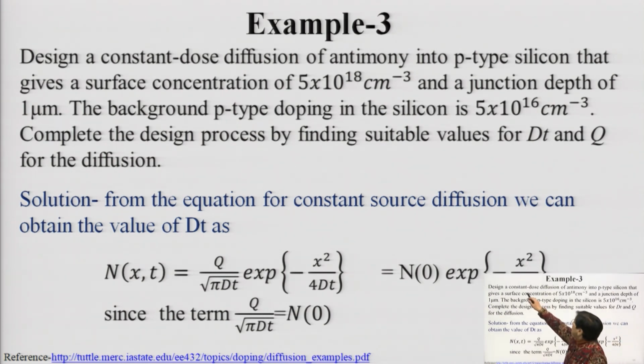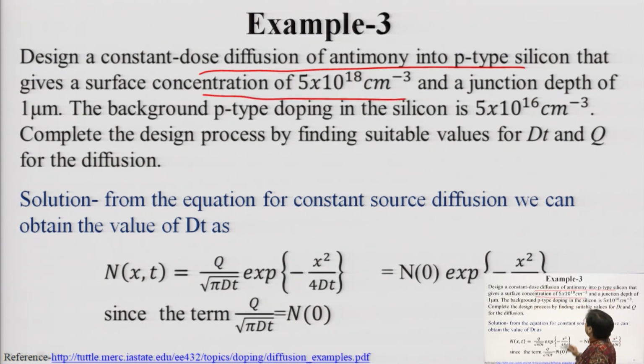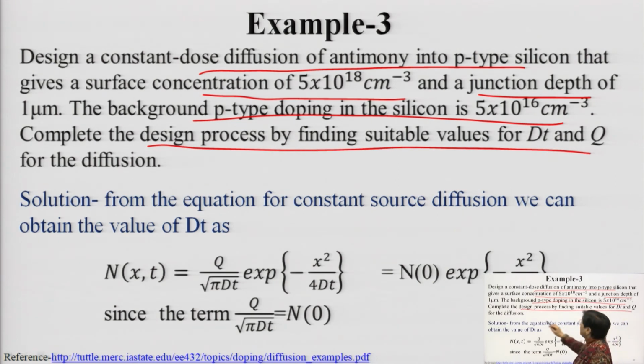So, here it says a constant source diffusion of antimony in p-type silicon that gives a surface concentration of 5 into 10 raised to power 18 per centimeter cube and a junction depth of 1 micrometer. So, here you are given the concentration and junction depth. The background p-type doping concentration is also given to you. Complete the design process by finding suitable values of Dt and Q for the diffusion. So, here you are supposed to find out Dt and Q.